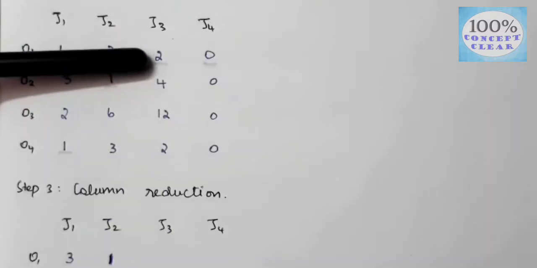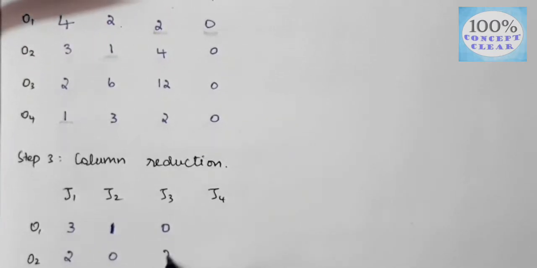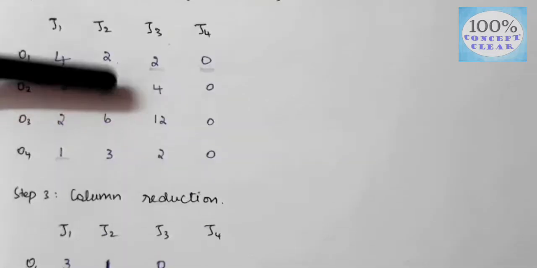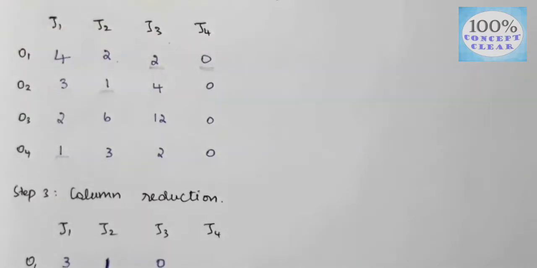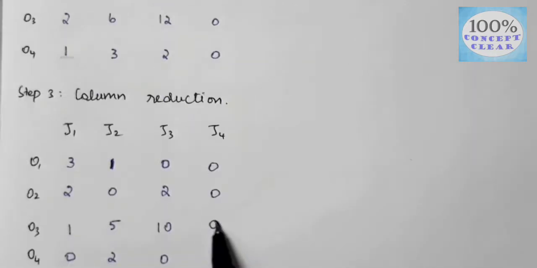Now in third column, so 2 minus 2 is 0. And 4 minus 2 is 2. And 12 minus 2 is 10. And 2 minus 2 is 0. Now in fourth column, all are 0, so just enter those zeros. So now we have completed step 3.